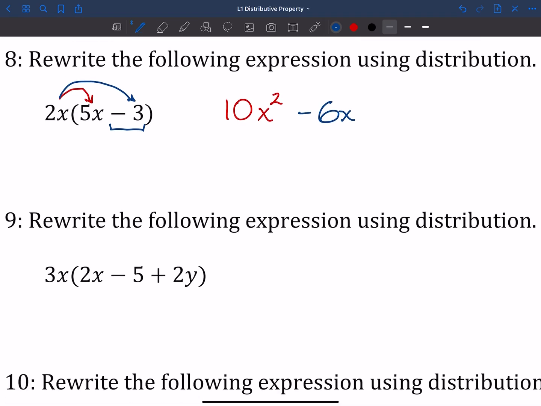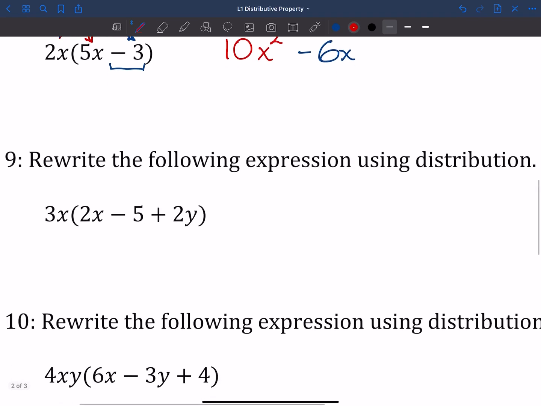This one's got 2 different variables. It's got an x and then it's got a y a little bit later on. So first things first, pretty similar to the last one. We have a 3x times a 2x. The 3 and the 2 can multiply to give me 6. The x's multiply to give me x squared. After that, move into that negative 5 in the middle. The 3 can multiply that negative 5 to give negative 15. And then that x just comes along for the ride.